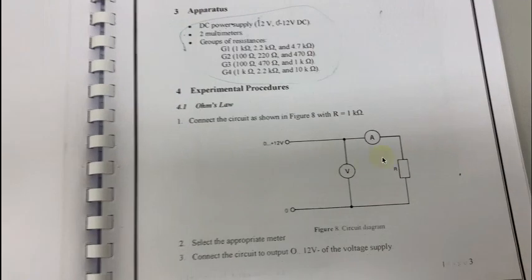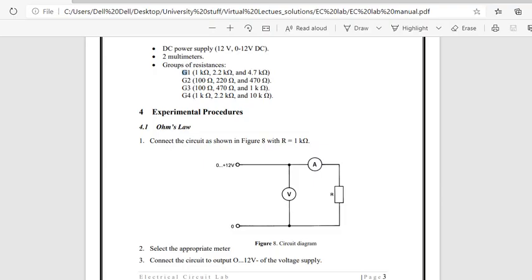Okay, this is our circuit. What we are going to perform here is to verify Ohm's law. So what is Ohm's law? First of all, Ohm's law is nothing but V equals IR. We are using a 1 kilo ohm resistor here.